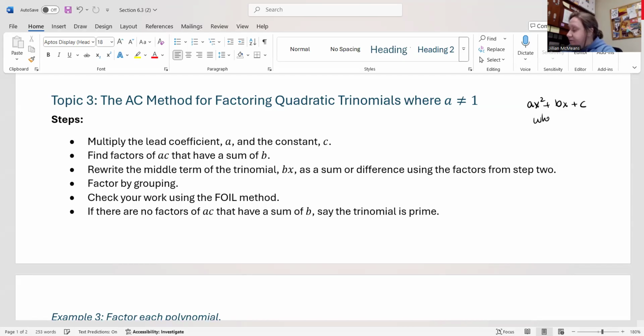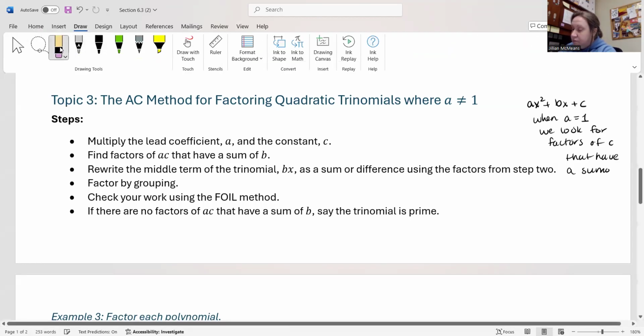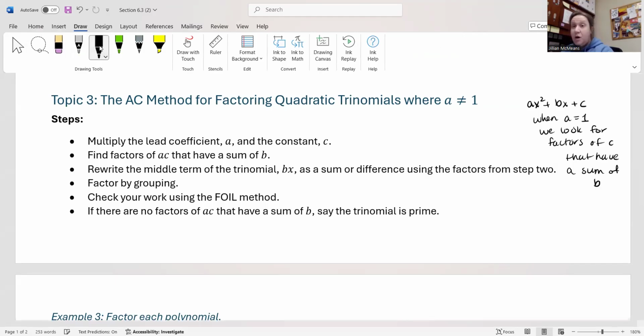So when A is exactly 1, we look for factors of C, the constant, that have a sum of B, the coefficient of the linear term. So that's what we were doing in the previous worksheet. In this worksheet, the issue is A is no longer 1. So we have to deal with that coefficient on the squared term. And we do this using the AC method.